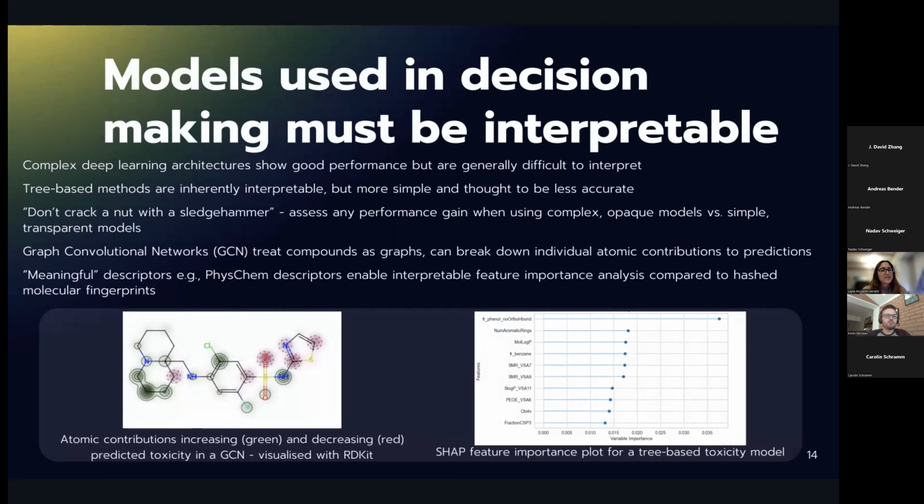These complex deep learning architectures are very popular. They show very good performance, but they are usually a little bit harder to interpret. We've seen some good work from Moritz on how to interpret these methods, but in general, it's much easier to use something like a tree-based model, which is inherently interpretable, but these are often thought to be less accurate than the deep learning models. So my suggestion here, from experience with the company and also during the PhD, is don't crack a nut with a sledgehammer.